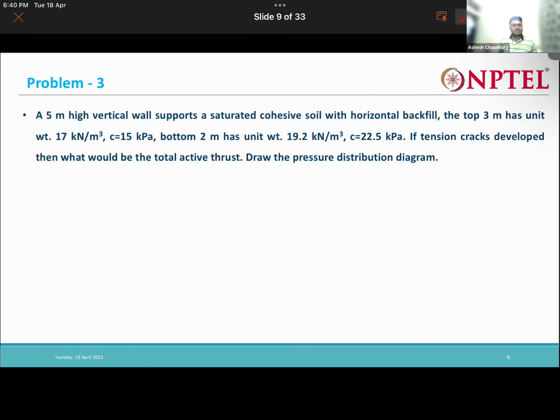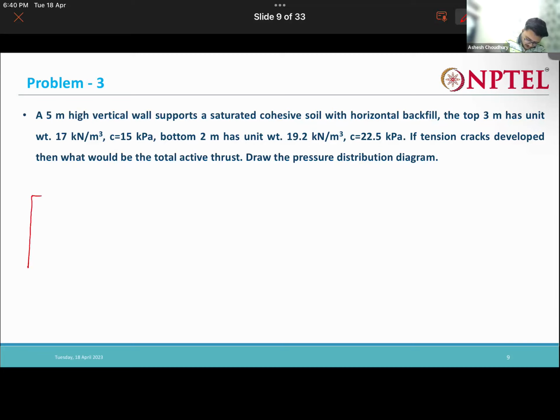Okay. Now, next problem. A 5 meter high vertical wall supports a saturated cohesive soil, which means phi is equal to 0, with a horizontal backfill. The top 3 meters has a unit weight of 17 and C is 15, and the bottom 2 meters has different properties. If tension cracks have developed, then what would be the total active thrust? So we have to find out the active thrust.